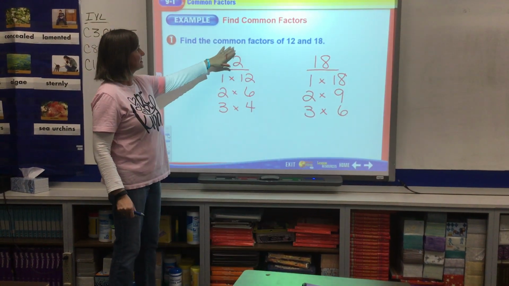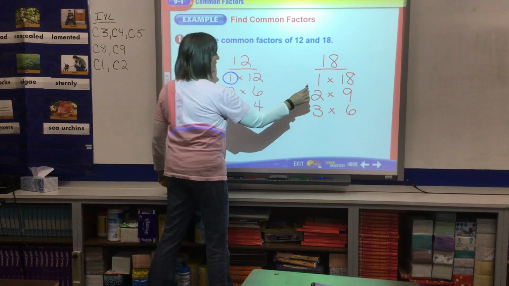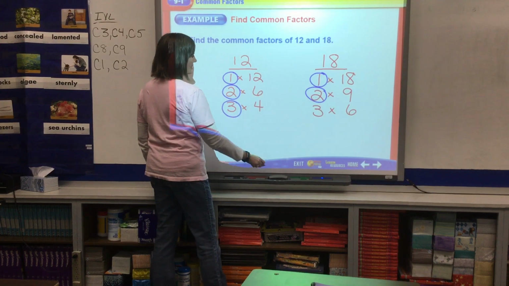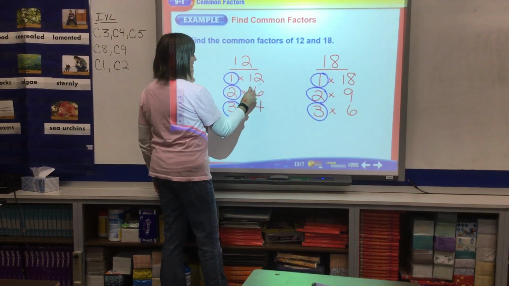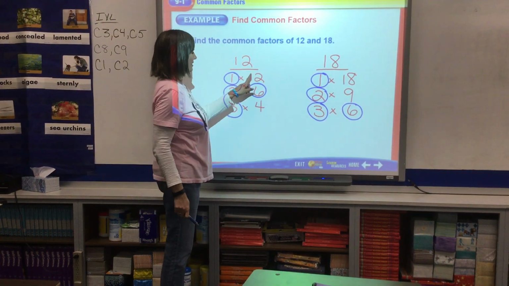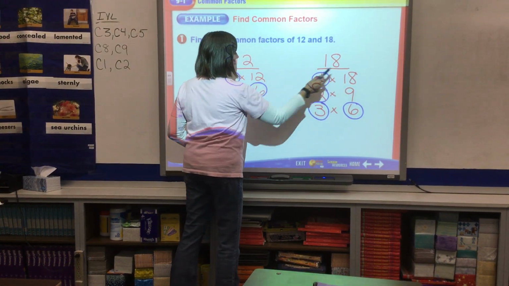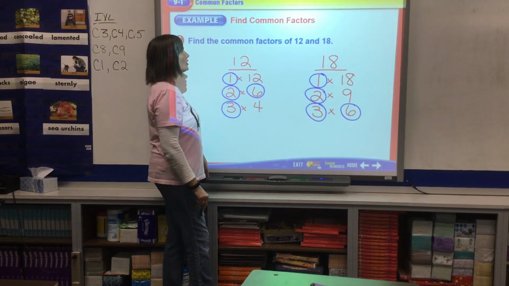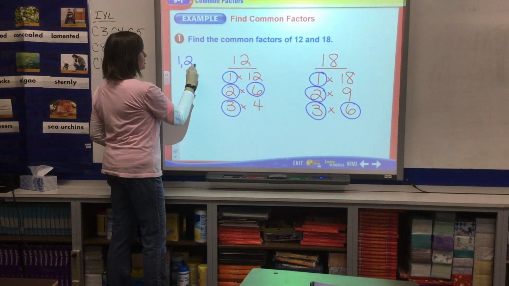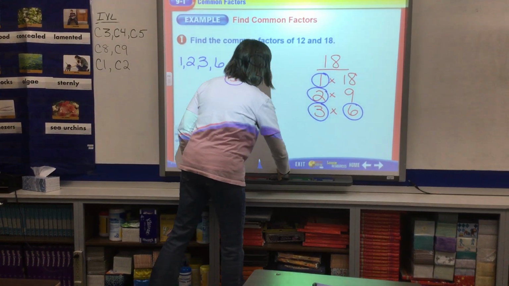Now, the last step is to find the common factors, and again, that's what they have that's the same. We have a 1 here and a 1 here. We have a 2 here and a 2 here. We have a 3 and a 3, and a 6 and a 6. There's a 4 here, but no 4 over there. There's a 12 here, but no 12 over there. There's a 9 here, but no 9 over here, and an 18 here, but no 18 over here. So the common factors of these two would be listed as 1, 2, 3, and 6. Those are the ones they have that are the same.